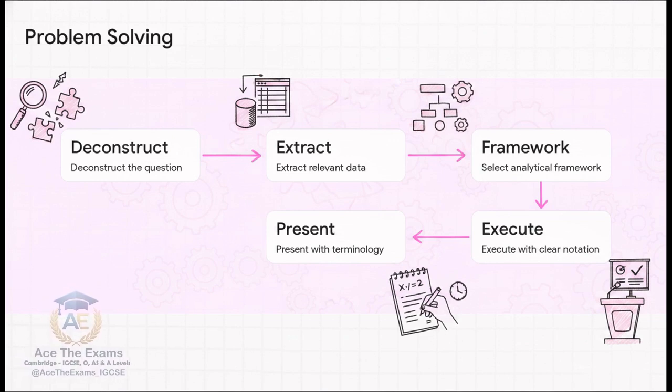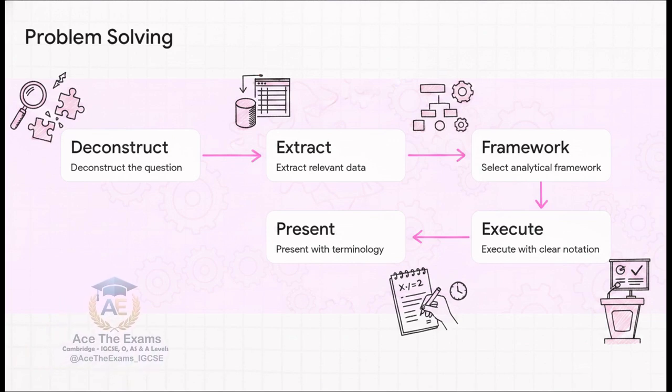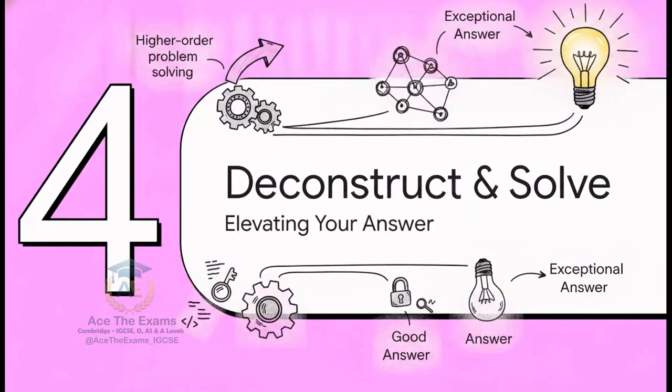Step 4. Execute your analysis with clear, systematic notation. And Step 5. Present the final result using correct professional IT terminology. It is a highly systematic processing sequence that ensures you don't leave a single available mark on the table. Section 4. Deconstruct, solve, evaluate, elevating your answer. Let's move to our next section and see how this builds into higher-order problem solving.